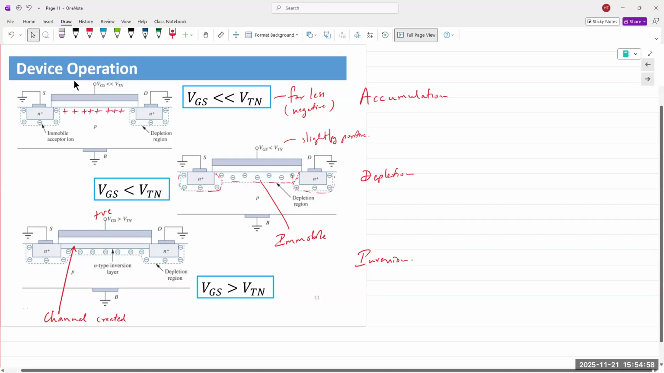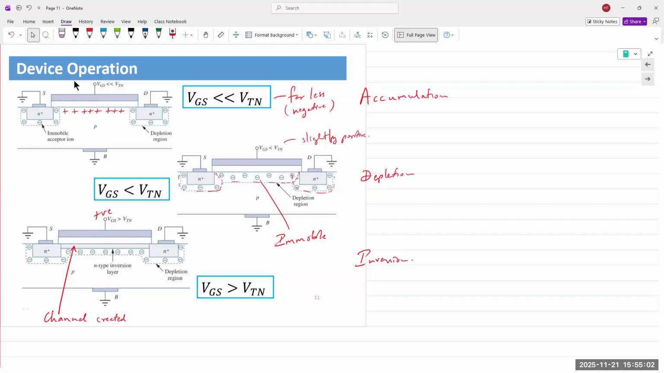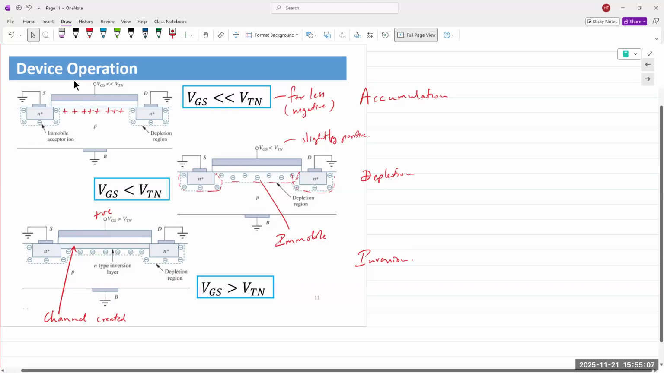And that's in short the operation of a MOSFET. For an NMOS transistor, you apply positive voltage to turn it on. PMOS is the exact opposite. You apply negative voltage to turn it on.